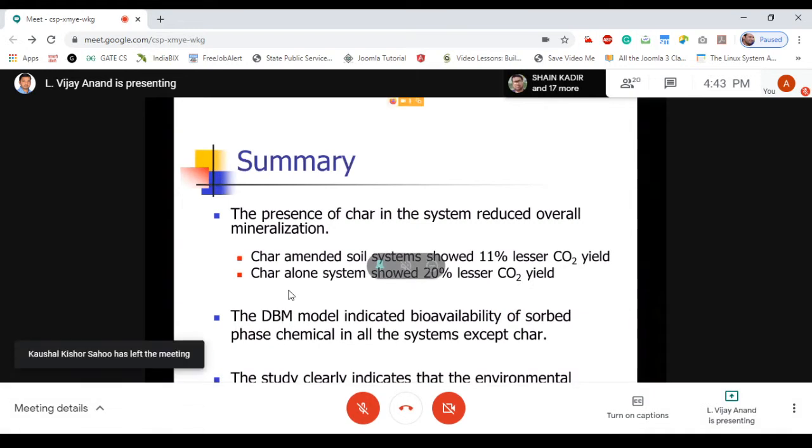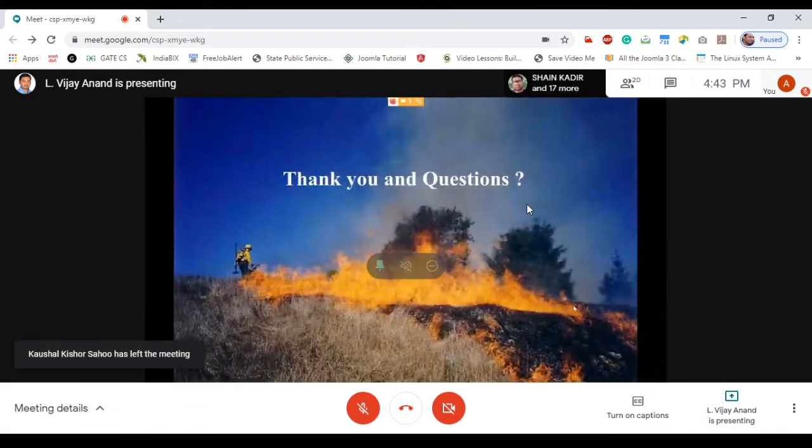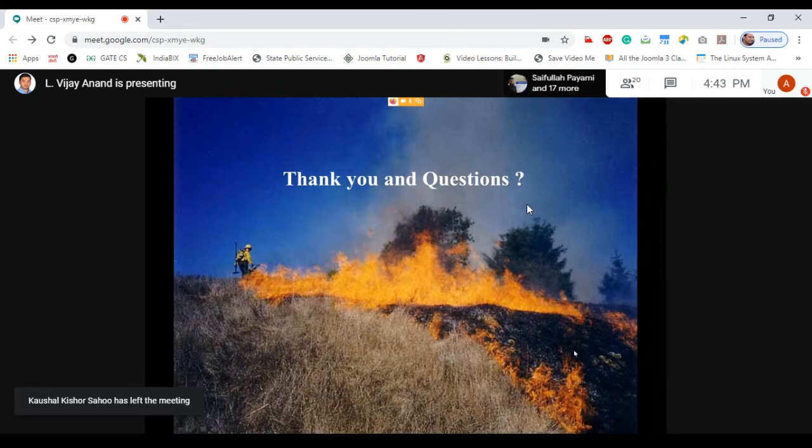Well, that was really a wonderful talk about how stubble burning can impact not only the environment, but also many other aspects of life, including agriculture. It can affect the yield of agricultural products and many other things. So now this is open for question answers.